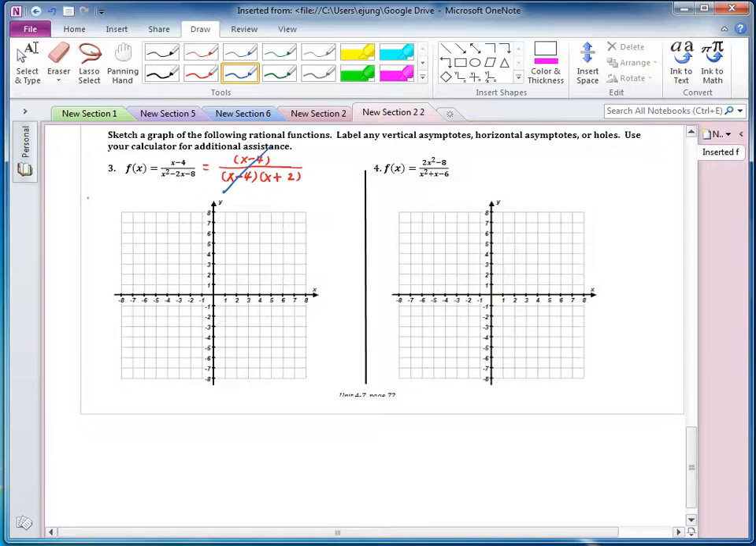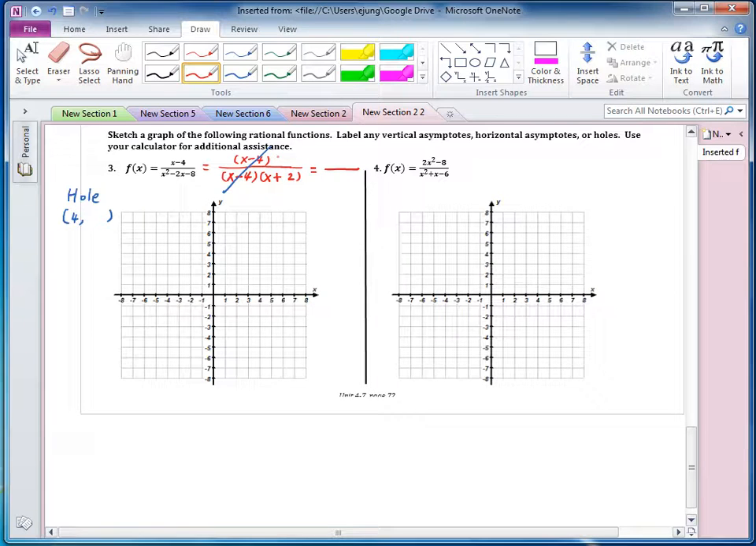Yeah, what happened there? There is a hole. What's the location of a hole? What's the x coordinate? 4, correct. What is the y coordinate? I don't know, so let's cancel and simplify and use the simplest form, okay?